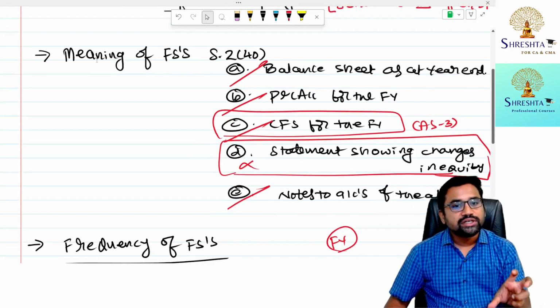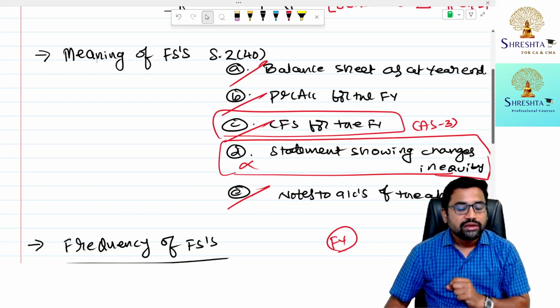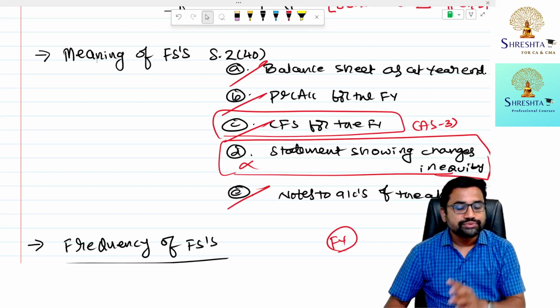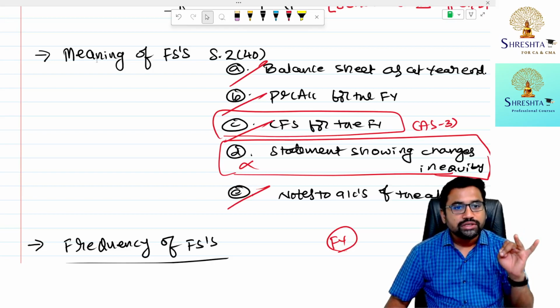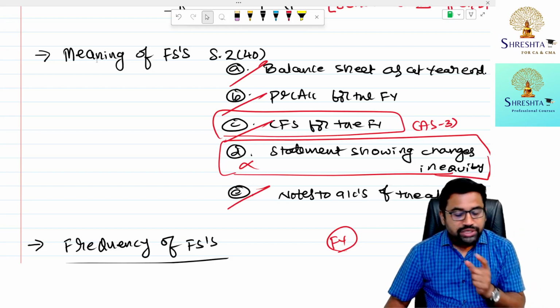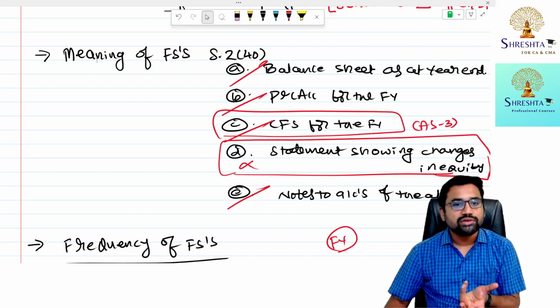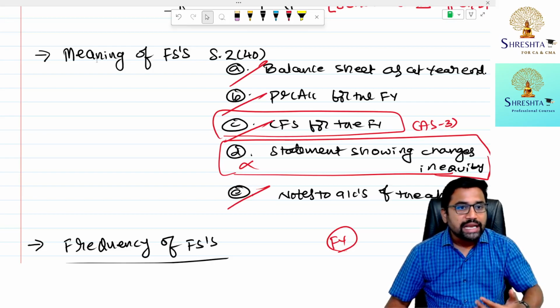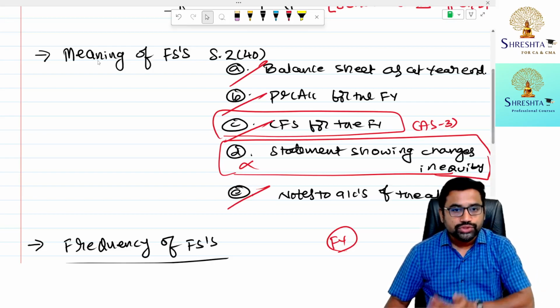Now in that, first, what is the meaning of financial statements? As per the Companies Act, financial statements include balance sheet, P&L, cash flow statement, statement showing changes in equity, and notes to accounts forming part of the above. Out of these five, for the statement showing changes in equity, there is nothing to learn. It is nothing but changes in shareholding pattern of the shareholders. So we need to learn how to prepare balance sheet, P&L, cash flow statement, and notes to accounts.